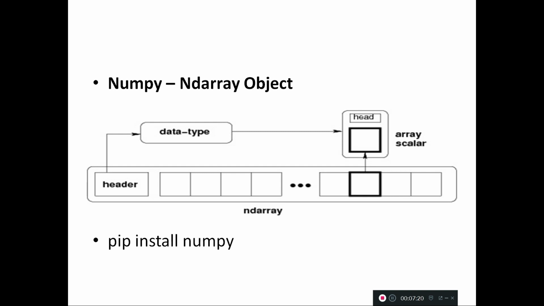Any item extracted from an ndarray object by slicing is represented by a Python object of one of the array scalar types. The diagram on the screen shows the relationship between the ndarray, the data type object dtype, and the array scalar type. You can see on the screen that you have a data type, array scalar, and ndarray.